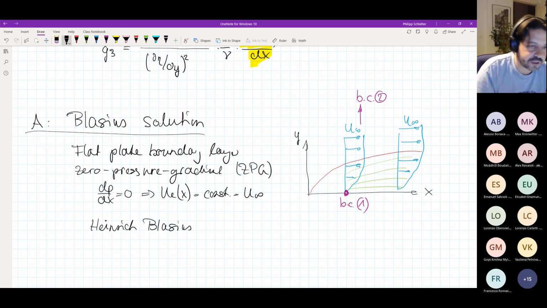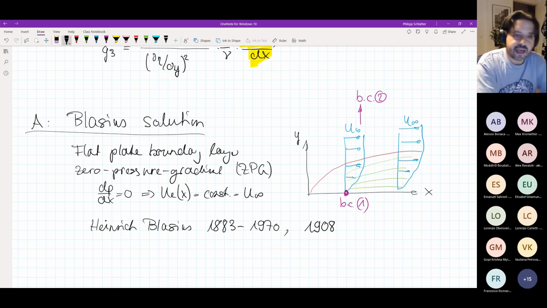And Heinrich Blasius, he lived 1883 to 1970. And he came up with this Blasius solution in 1908. Actually, this was his PhD thesis, which essentially just was deriving this equation, of course, analyzing it as well.